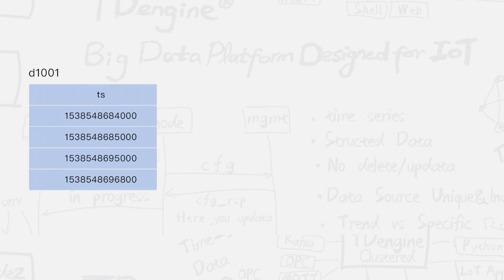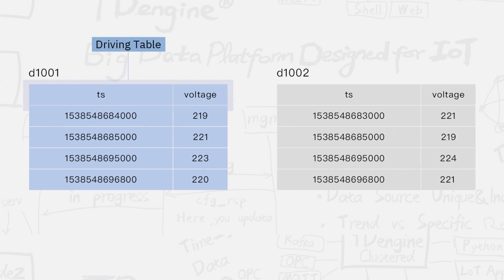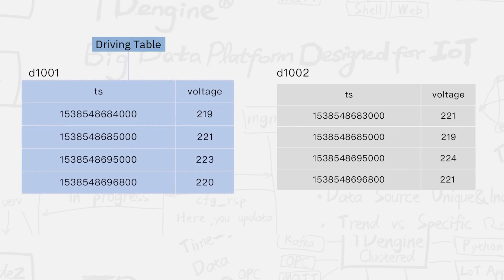In join operations, the driving table is the one that is read first. After the driving table is processed, the data from the second table, the driven table, is matched with the driving table data. For left joins, the left table serves as the driving table, and for right joins, the right table is the driving table. It's typically best to choose the smaller table as the driving table to enhance query performance.